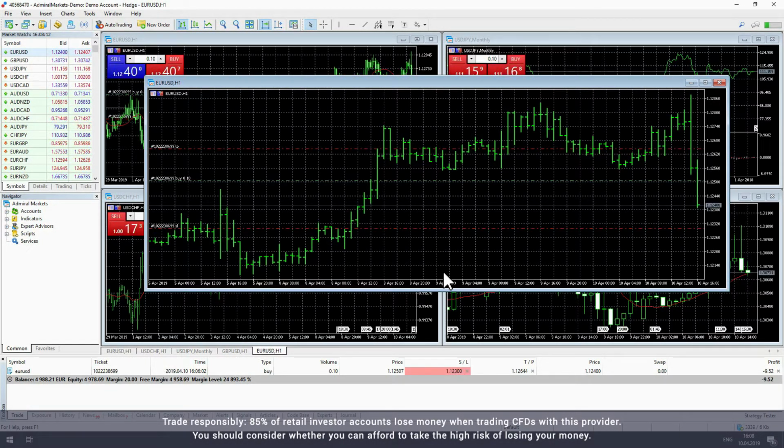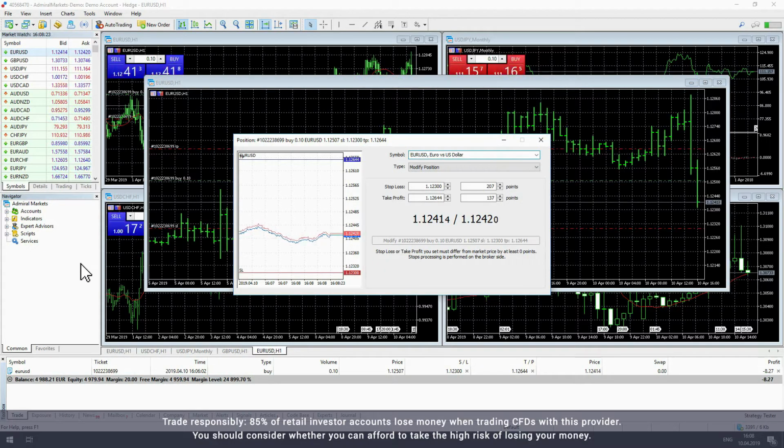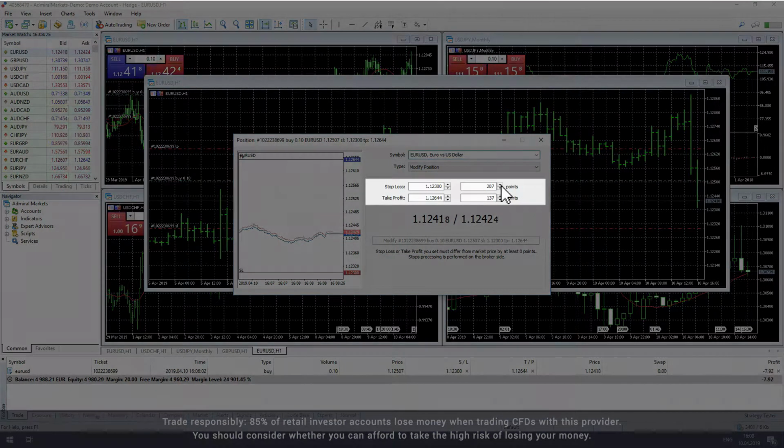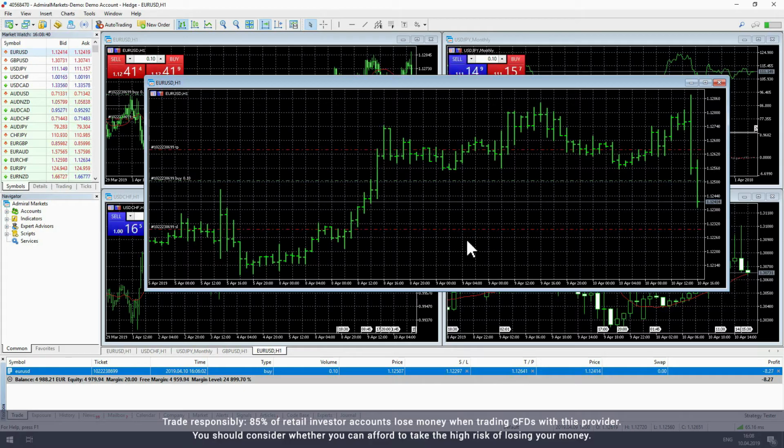You can also modify your open trades using the toolbox, including adjusting existing stop loss and take profit levels or adding a stop loss and take profit to a trade that doesn't have one. To modify your trade, simply right-click it in the toolbox and choose Modify or Delete. In the pop-up window, you can update your stop loss or take profit, either by changing the price levels or changing the number of points between the current price and your preferred stop loss or take profit. Once you've made your changes, click the Modify button to confirm them.